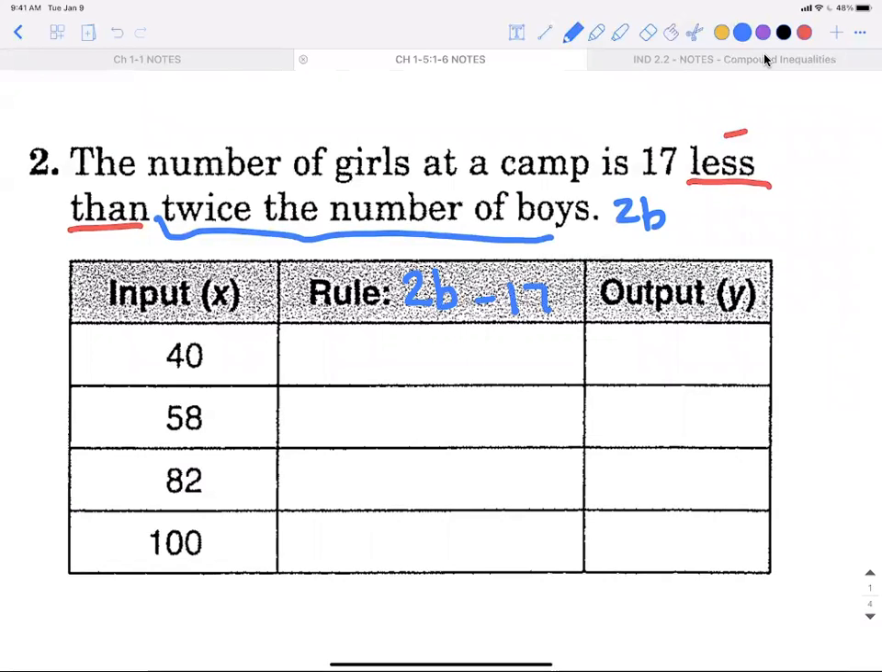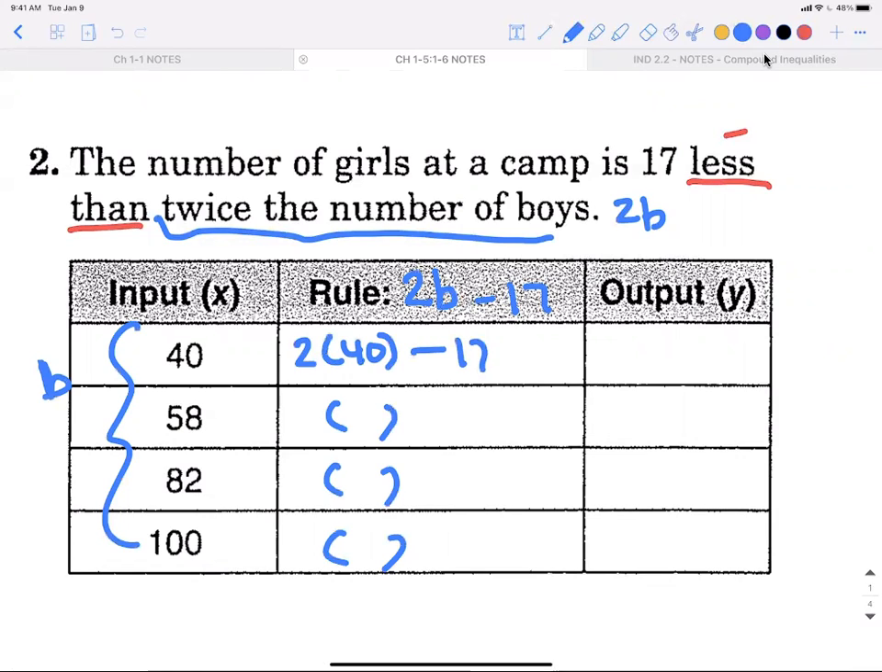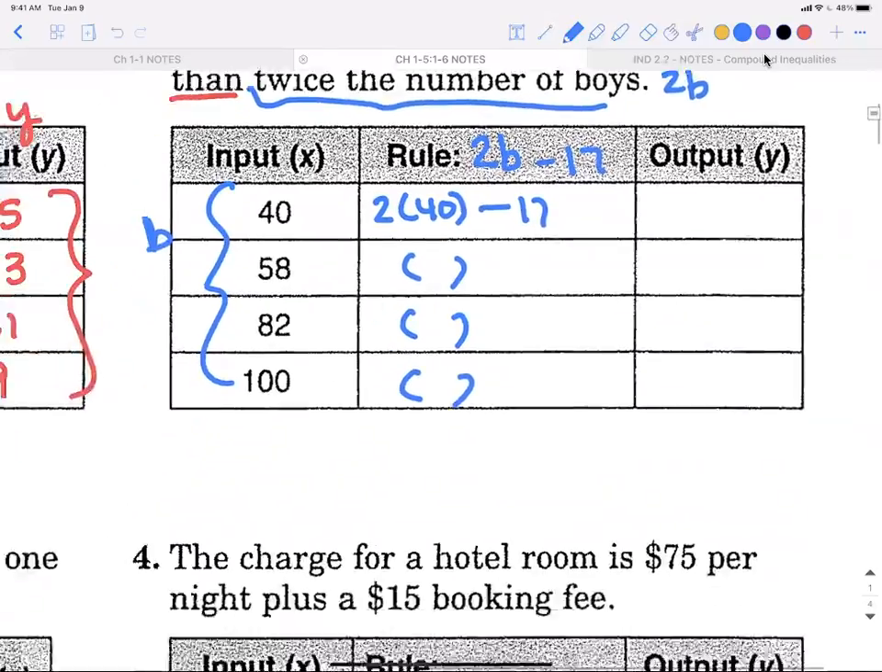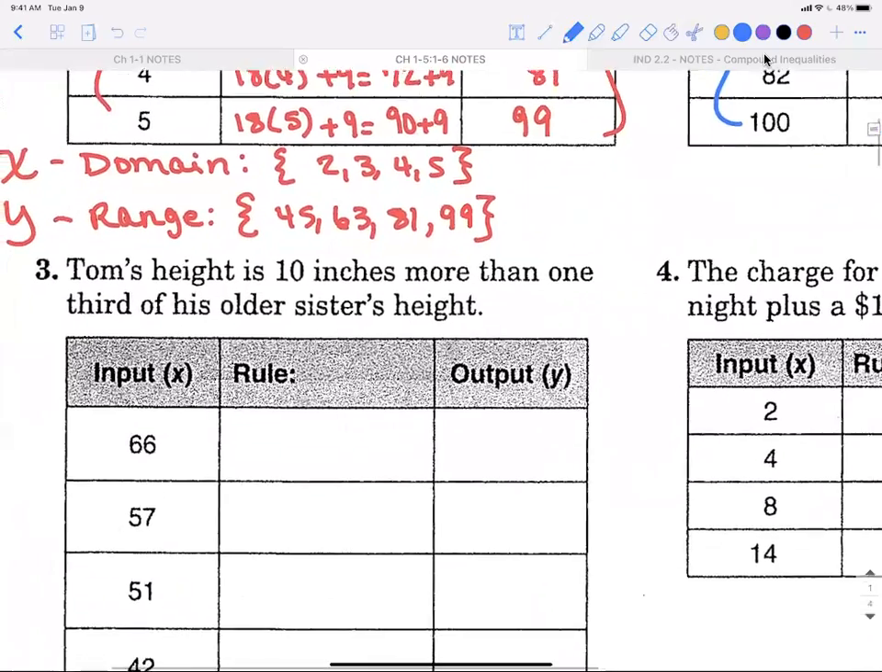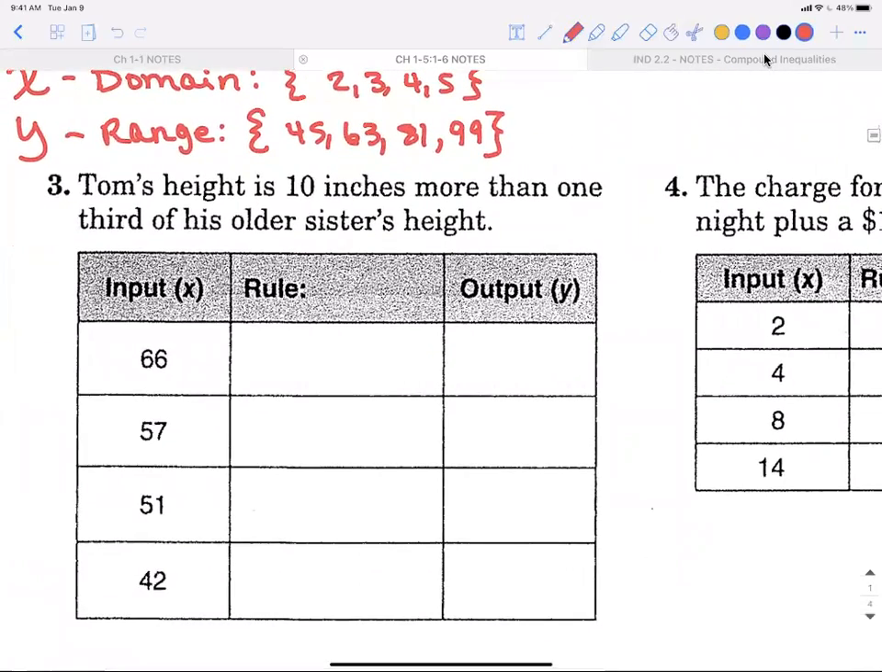And then again, I'm not gonna work it all out, but this is the number of boys, right? This is your B. And so if I were to put 2 times 40 minus 17, I'd get my output, and I would continue to put the different numbers for B in the parentheses and work it out, okay? All right, let's look at another one here, and let's just write the rule, okay? That's all we're gonna do here is write the rule.